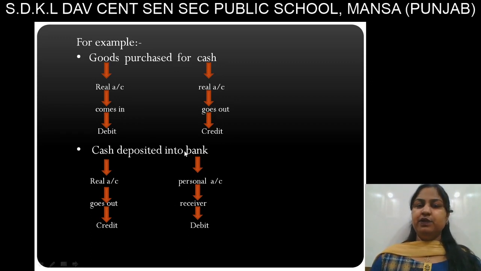Cash deposited into bank. Cash account is real account, bank account is personal account. The rules for real as well as personal are both applied in this case. Cash deposited goes out from the business, so the account should be credited. Bank, personal account, bank is the receiver, so the account of the receiver should be debited.